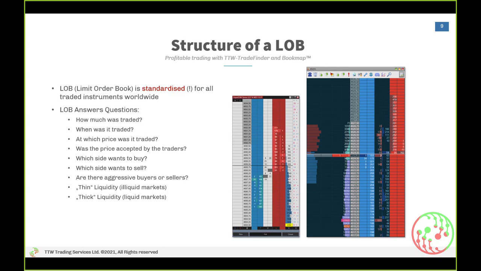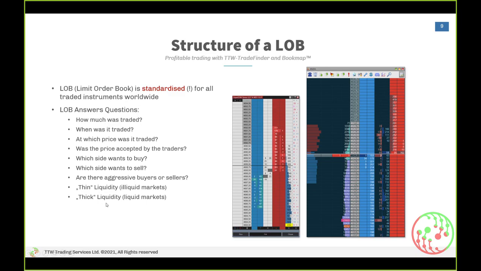Because I'm a visual guy, I need some visualization of what the market is doing. What I just want to show you here is the structure of the limit order book. It can answer all these questions. How much was traded? When was it traded? At which price was it traded? Was the price accepted by the traders? Which side wants to buy? Which side wants to sell? Are they incoming aggressive buyers or sellers? And it shows you whether an instrument you are trading is thin or thick.